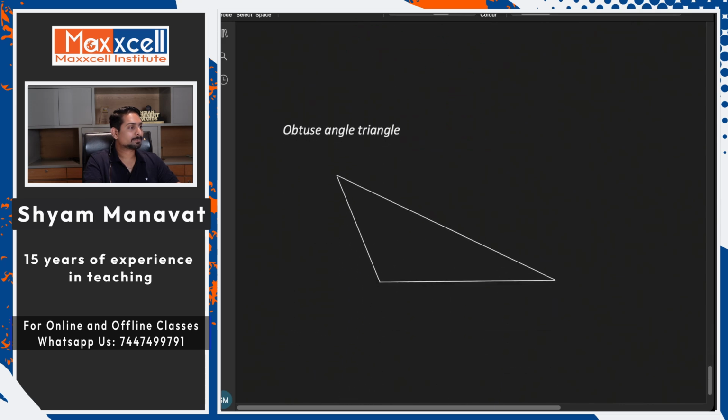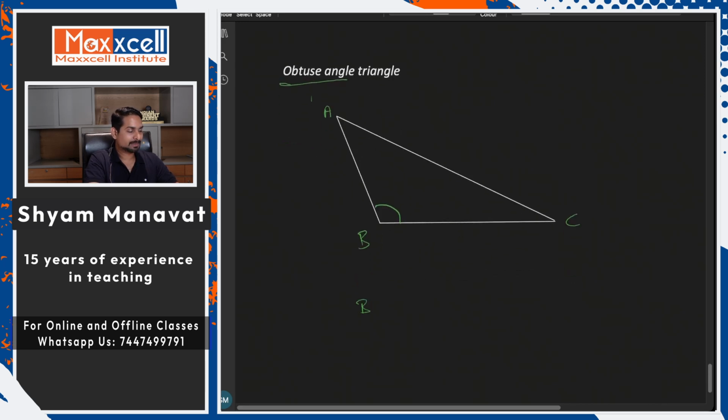Types of triangle based on the angles. Another type is the obtuse angle triangle, where one of the angles is more than 90 degree. So here you have ABC, and if one of the angles is more than 90 degree, that is an obtuse angle triangle.